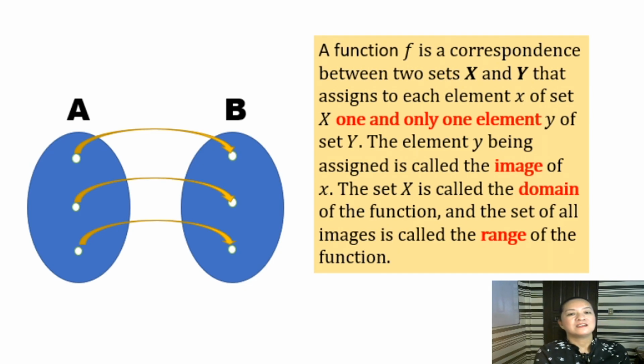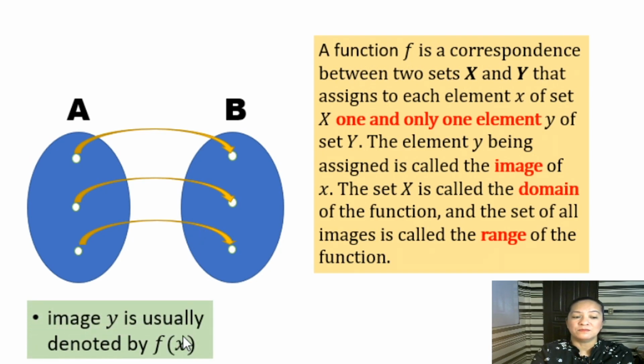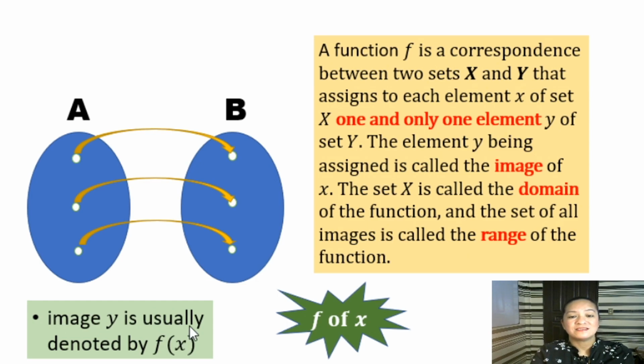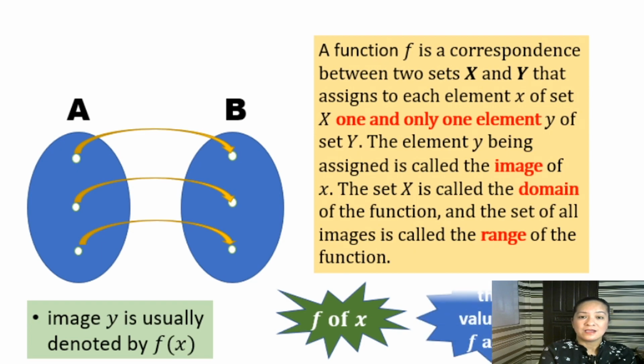Okay. So in the definition, the image y is denoted by this symbol, f(x). Okay? Which is read as f of x, or the value of f at x. And that represents the element in the range associated with the element x from the domain.